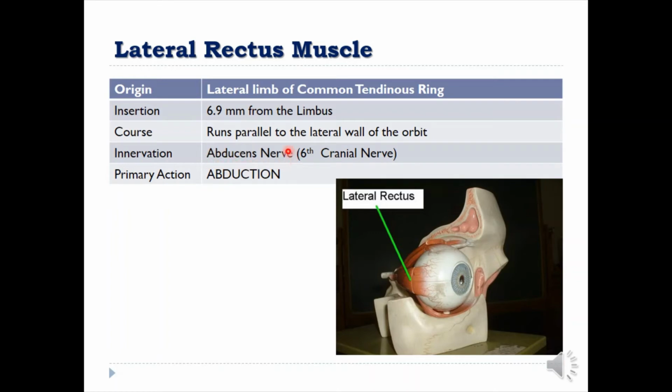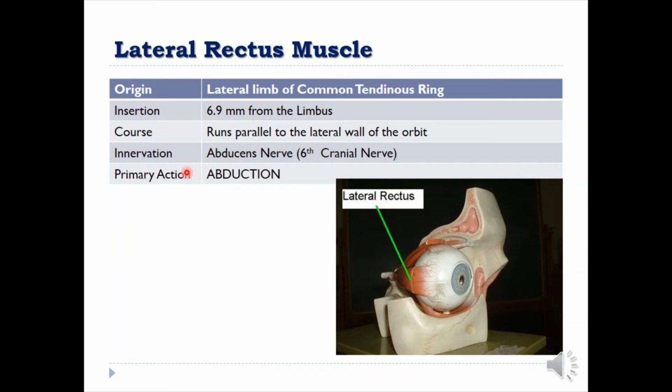The abducens nerve is the sixth cranial nerve. You remember which was the third cranial nerve? The third cranial nerve was the oculomotor nerve, right? The second cranial nerve is the optic nerve. So we already learned about three cranial nerves. We'll have a slightly more detailed explanation of cranial nerves in our next presentation, so we will understand it even better.